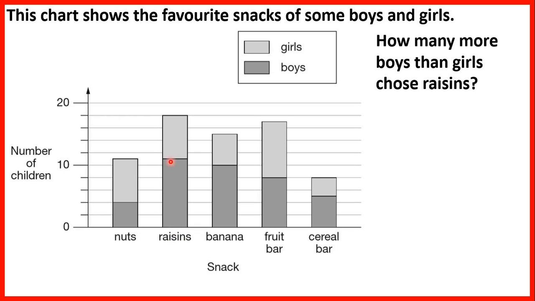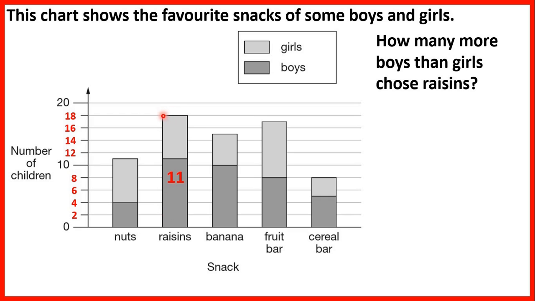Now if we go up and then go across, we can see that it's between 2 of these little lines, and each of these little lines must be an increase of 2, because to get from 0 to 10 we have 5 lines, and 10 divided by 5 is 2. So again, we can find raisins, go across, and we can see that that's between 10 and 12. So that's 11 boys choosing raisins.